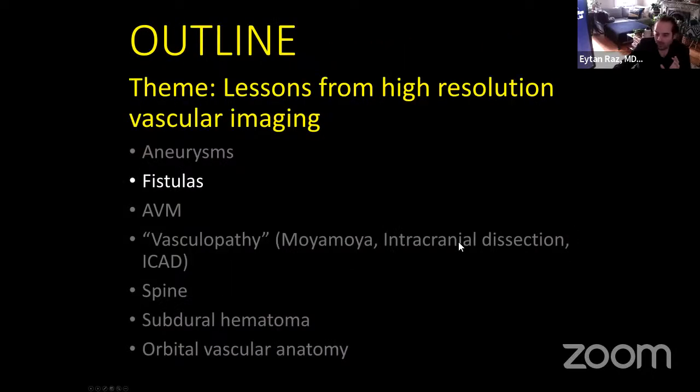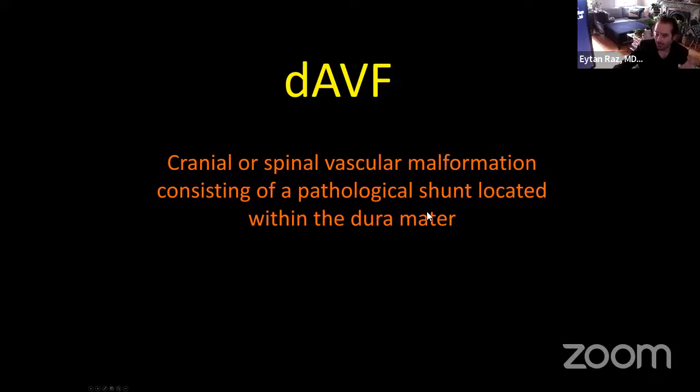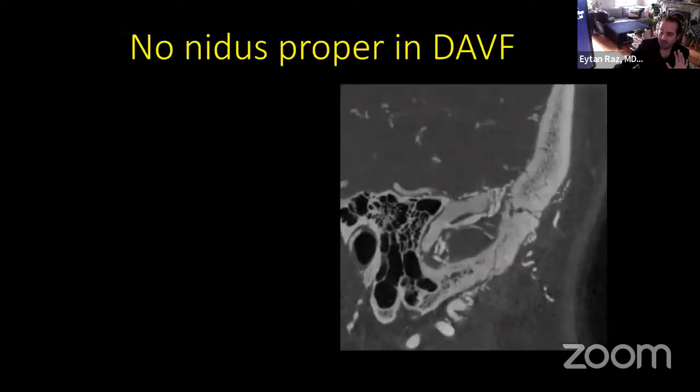So moving forward to the next topic, where high resolution imaging really has a role, is fistulas. And I said fistulas because I will talk about dural AV fistulas as well as carotid cavernous fistulas. When we think about dural AV fistula, this is a little basic, but it's a cranial or spinal vascular malformation, which consists of a pathologic shunt located within the dura mater.